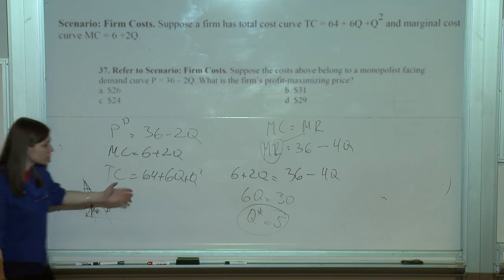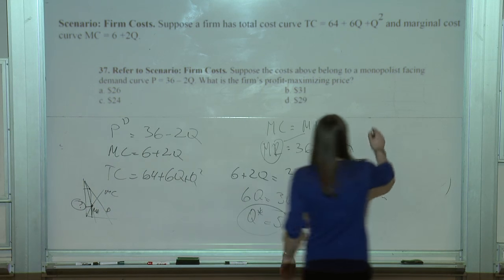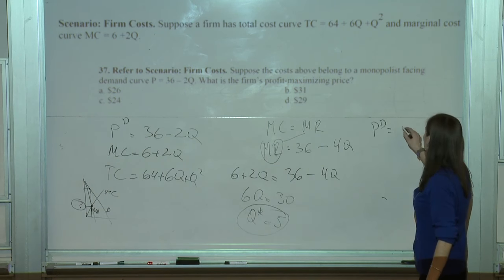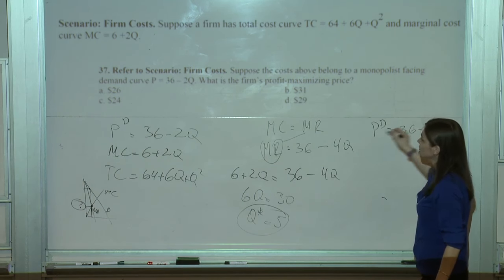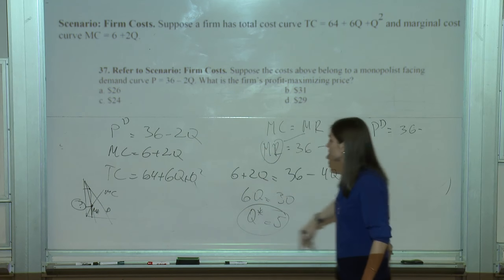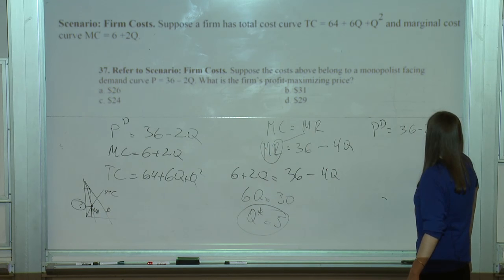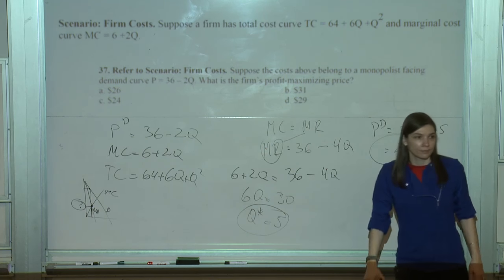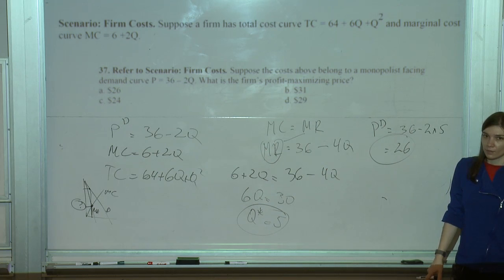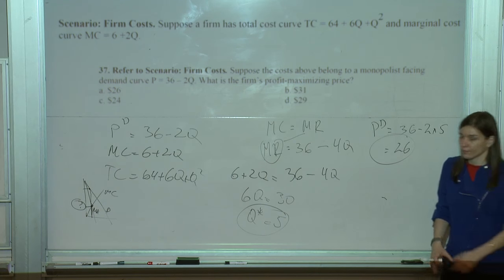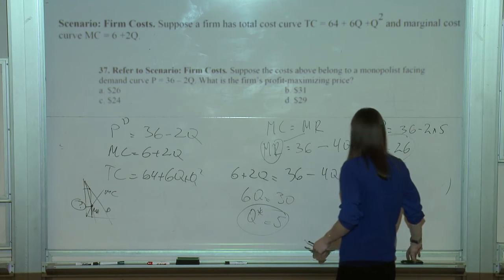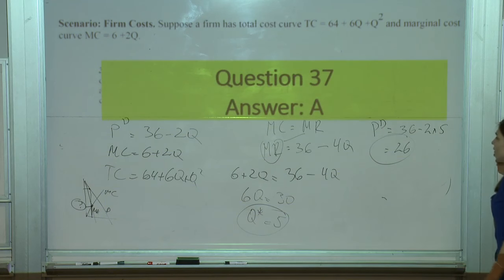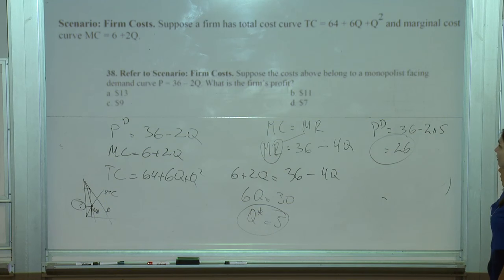Okay? So at a quantity of 5, the price would be, from the demand curve, 36 minus 2 times 5, or 26, which is A. Agreed? All right. That's the last, I think. Yeah, the last question.